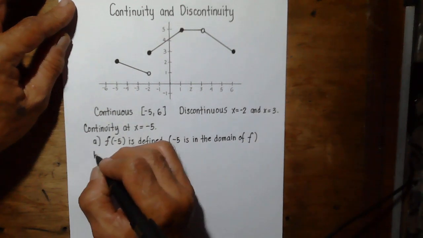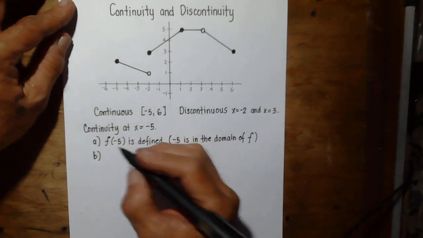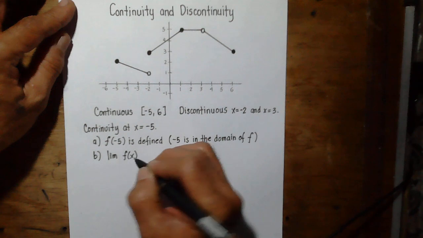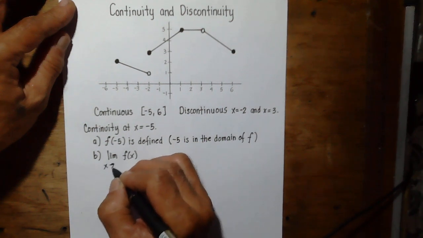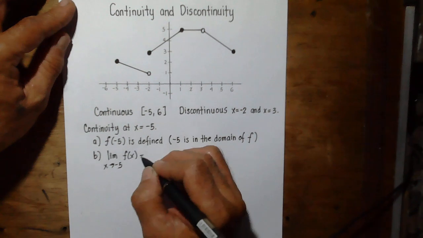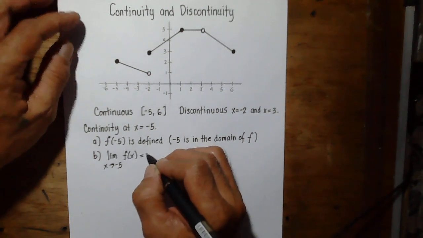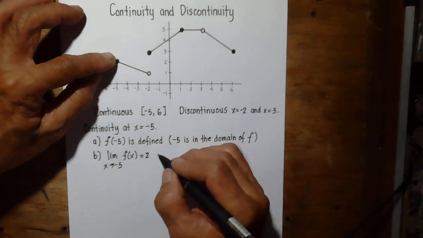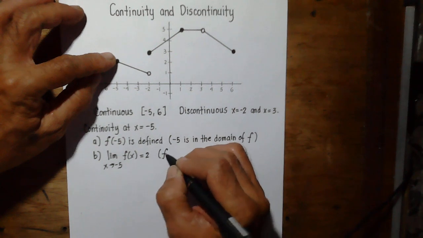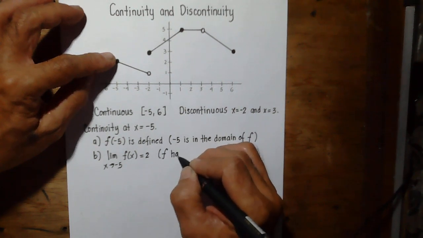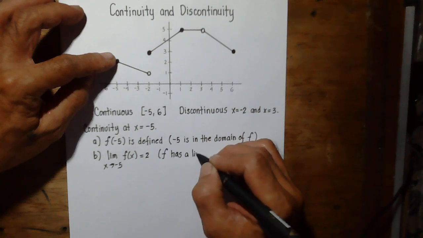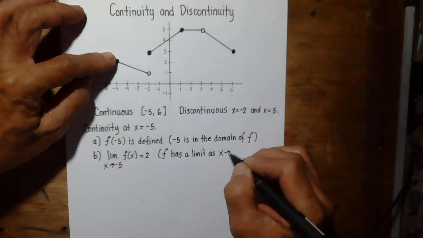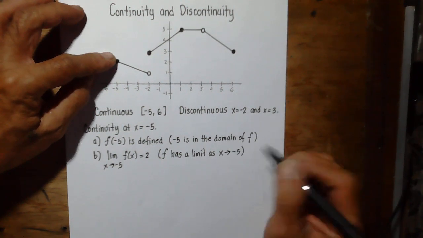Number 2, the limit of f of x as x approaches -5 is equal to what? So look at the graph, 2. In other words, the function f has a limit as x approaches -5.